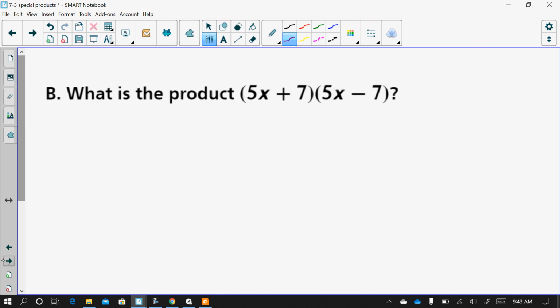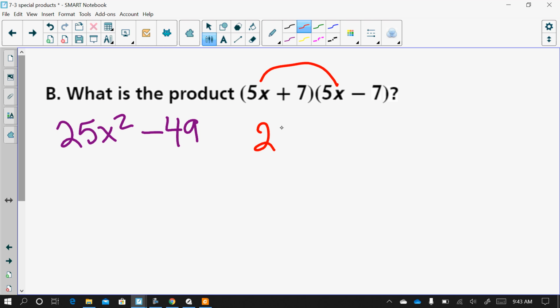Okay, so again, you can do the shortcut, or you can just go ahead and FOIL like crazy. Shortcut: you square the first term, so 5x squared is 25x squared. Minus, because it's the difference, square the last term, 7 squared, 49. Okay, let's FOIL it out though, just to make sure.